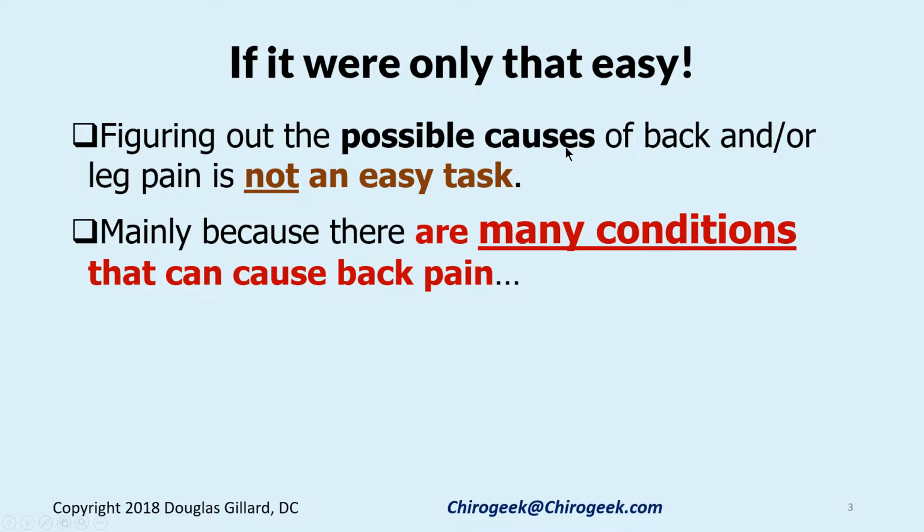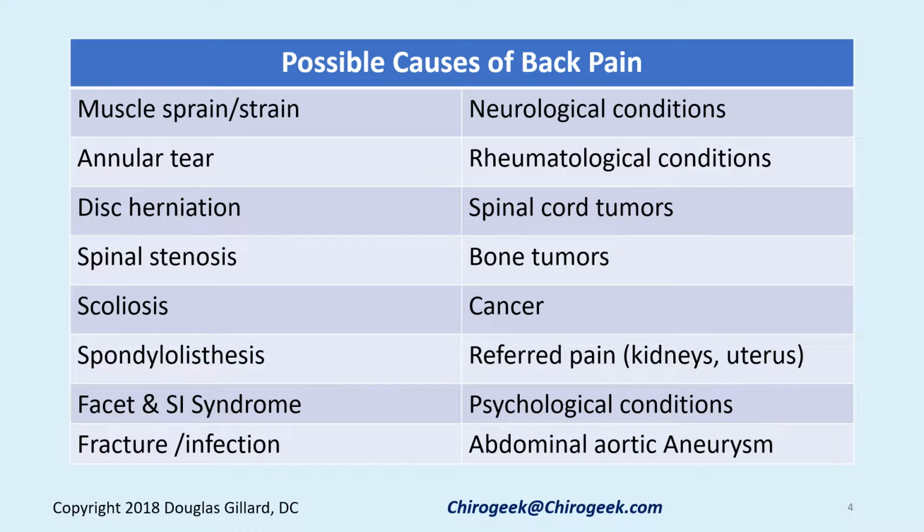All right, so figuring out the possible causes of back and leg pain, it's not easy, as we said. Why isn't it easy? It seems easy. Because there's a lot of things that can cause back pain. It's not just a sprain strain. You just pull a muscle. I mean, sometimes it is, but it doesn't always have to be, and that's the danger with not making a good solid diagnosis. Look at all these things that could cause back pain.